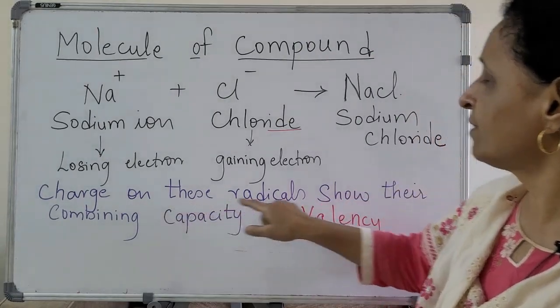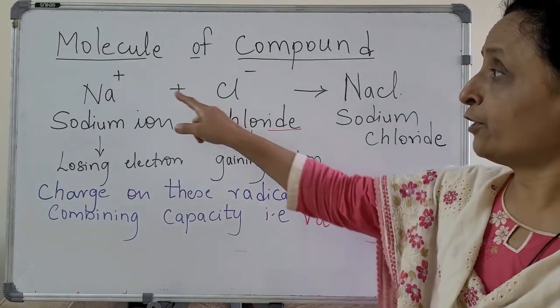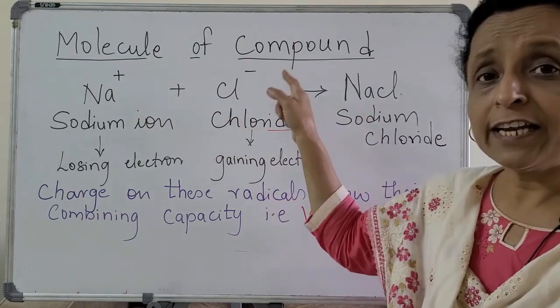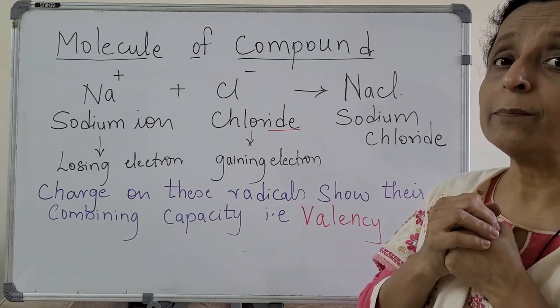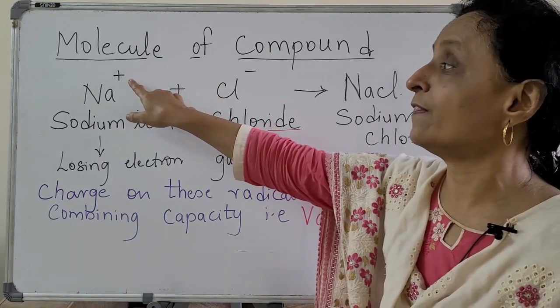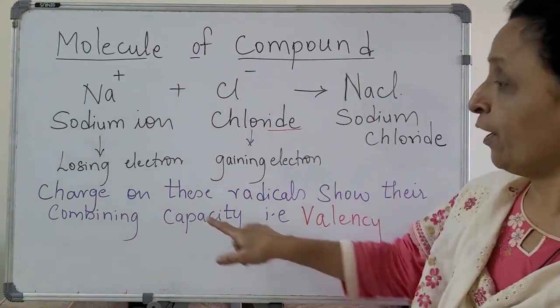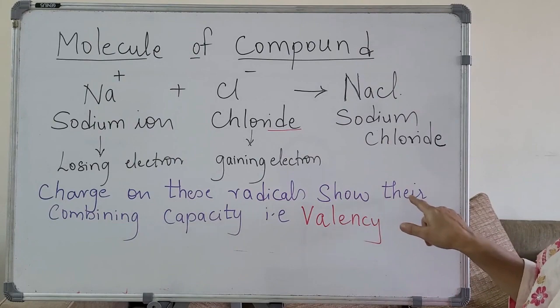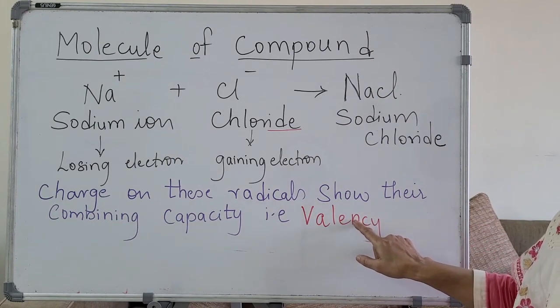Now the charge on this radical shows its combining capacity. This positive and negative, they have the power of forming a compound. So combining capacity is shown by these charges and that is known as valency. So the charge on this radical shows its combining capacity, that is valency.